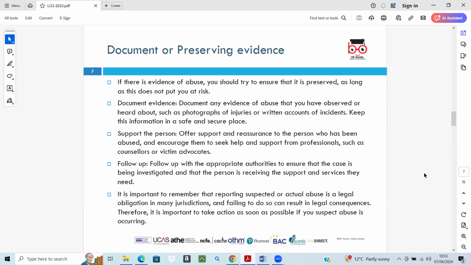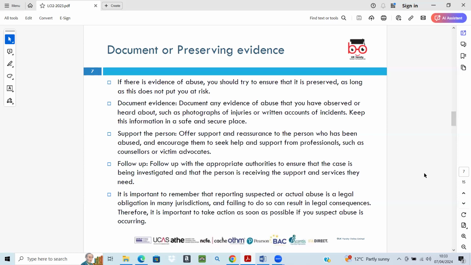Okay, and one more question would appear maybe. What should you do if you are unsure whether a situation constitutes abuse? You should report your concern according to your organization's policy and procedure. It's better to report and have it investigated than to overlook potential abuse.